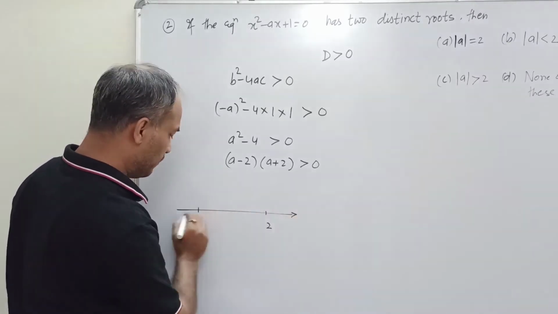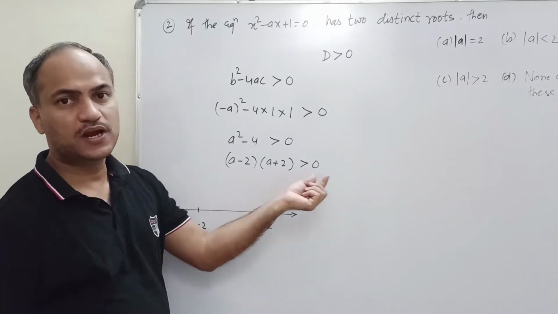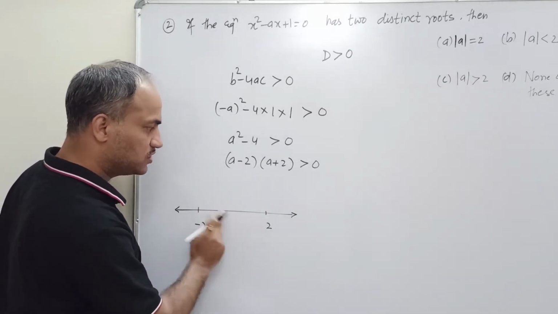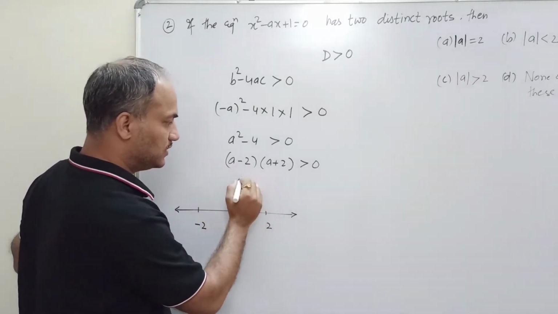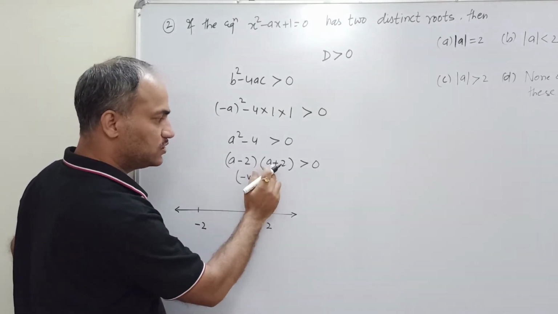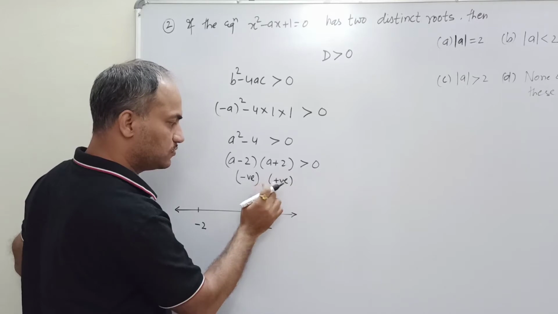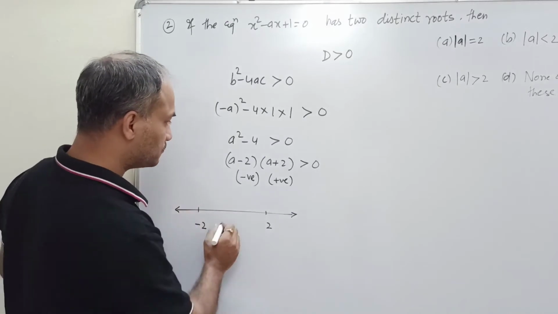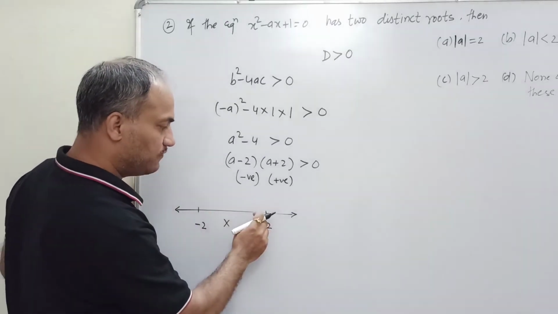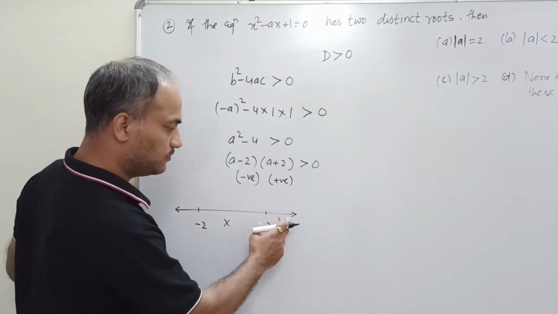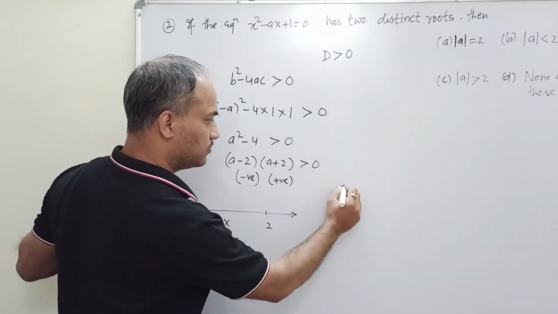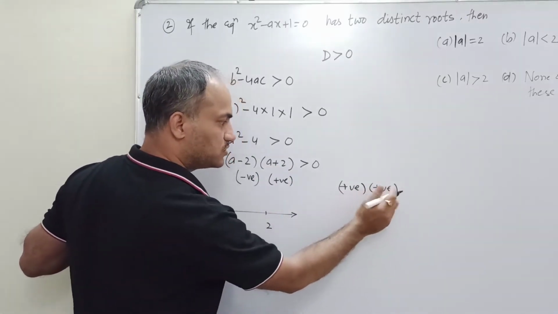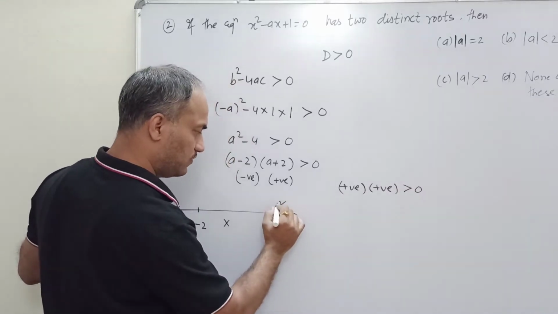Okay, so we see that for this inequality, when this inequality is true, suppose we put any value between this range, suppose we put 0, so 0 minus 2 is negative. Okay, 0 plus 2 is positive, so positive into negative is negative. Okay, so this is not true for this range. Now any value we put after that 2, suppose we put 4. The 4 minus 2 is positive. 4 plus 2 is again positive. And positive into positive is always greater than 0. So this is always true.